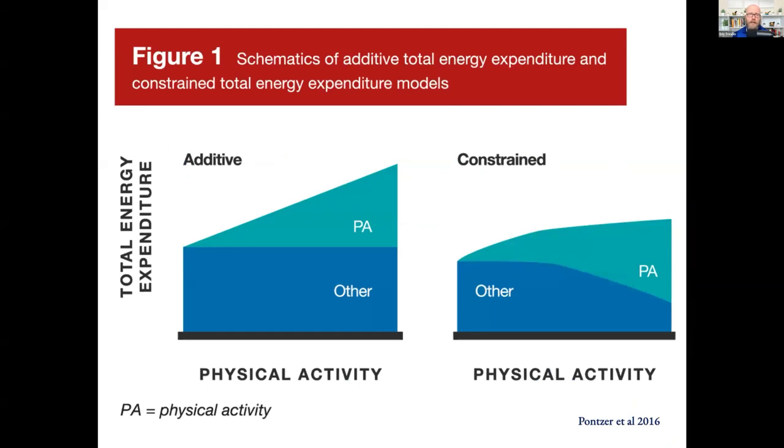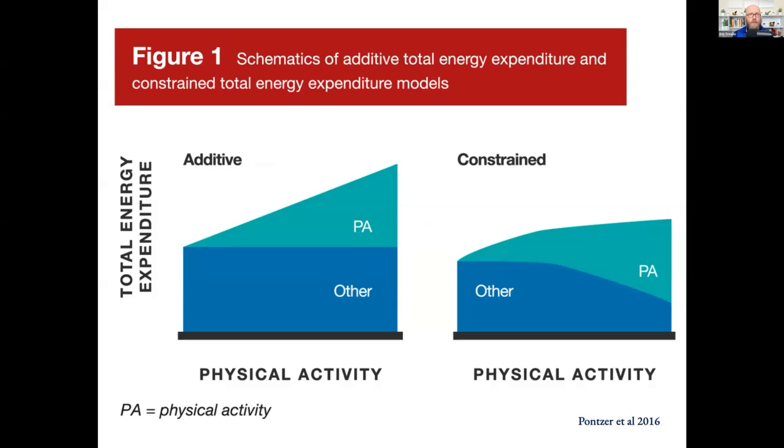So on the left of the screen, you see the additive model, which I just explained. It's very simple. The more physical activity you do, the more total energy expenditure goes up in a linear fashion. The constrained energy expenditure model is really the main focus of the lab I work in with Herman Pontzer at Duke University. The idea is that when you go from extremely low levels of physical activity to maybe light levels of physical activity, we do see a fairly linear increase in energy expenditure.